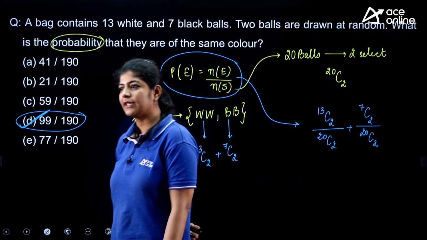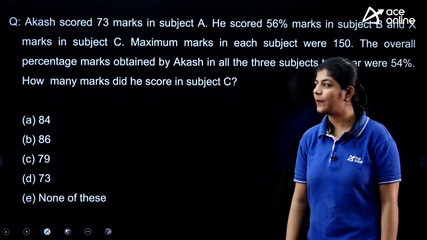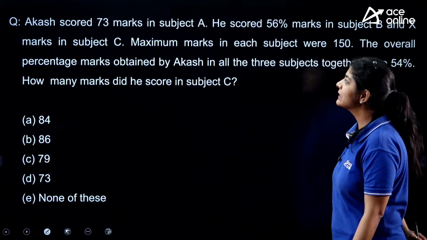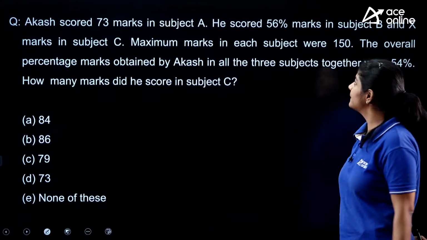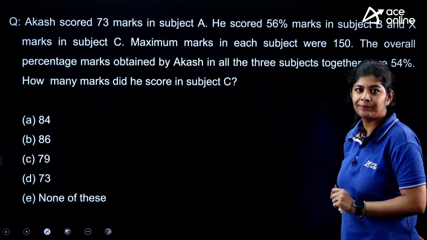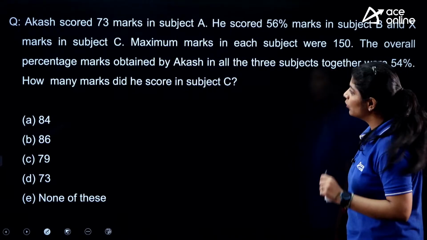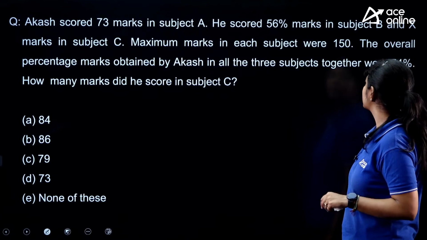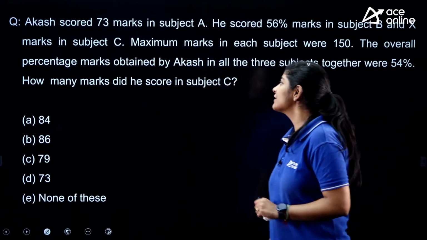Very good, smile, very good. Next. The next question is again a very simple one. Akash scored 73 marks in subject A. He scored 56% marks in subject B and X marks in subject C. Maximum marks in each subject were 150. The overall percentage obtained by Akash in all three subjects together was 54%. How many marks did he score in subject C?